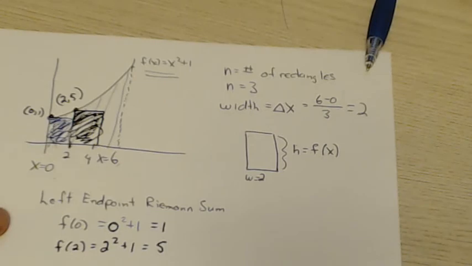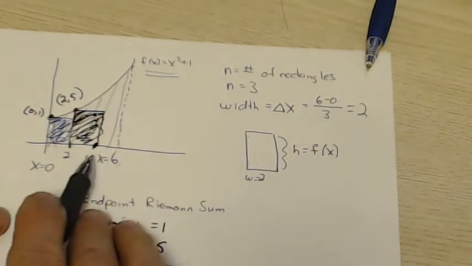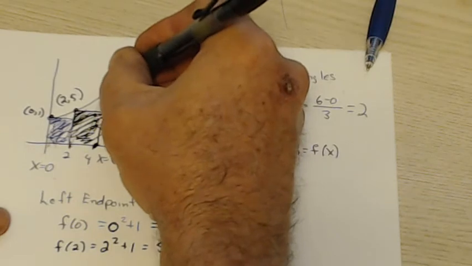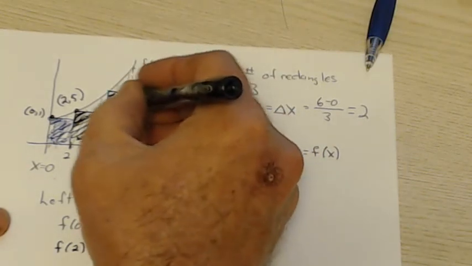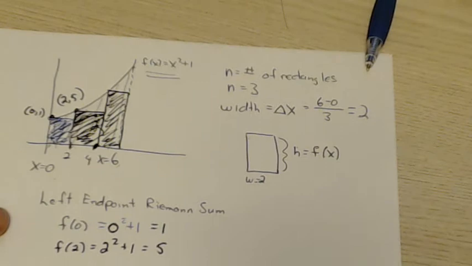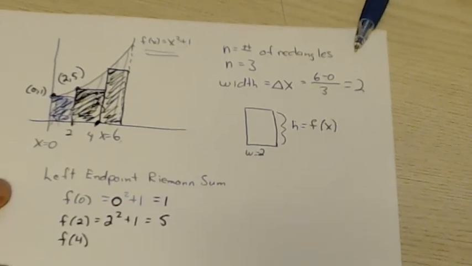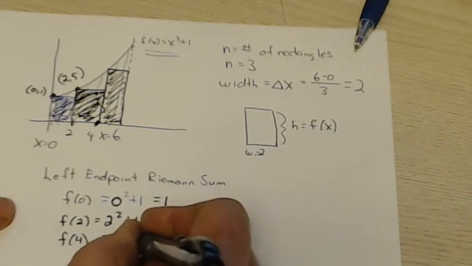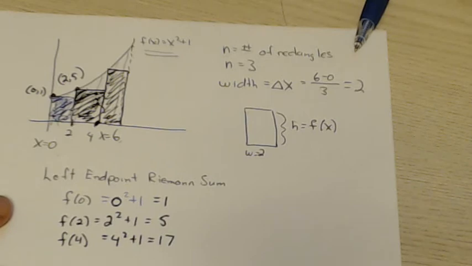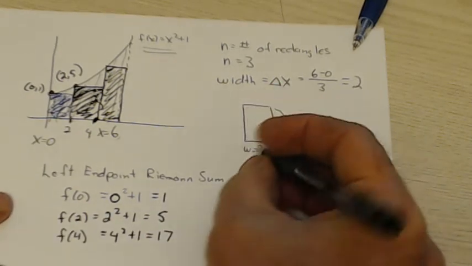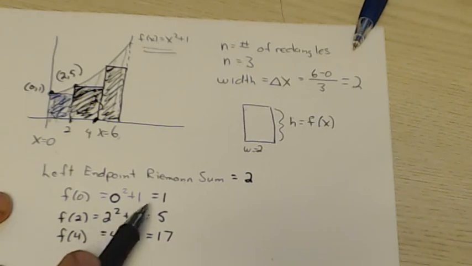Okay, my third rectangle stretches from x equals 4 to x equals 6. I'm going to use the value of 4. So my third rectangle looks like this. Those widths are all supposed to be equal. Its height is the function's value at 4. Well, f of 4 is 4 squared plus 1, which is 17. Well, that means my left endpoint sum is simply the width 2, that's my first rectangle, times the height of 1.